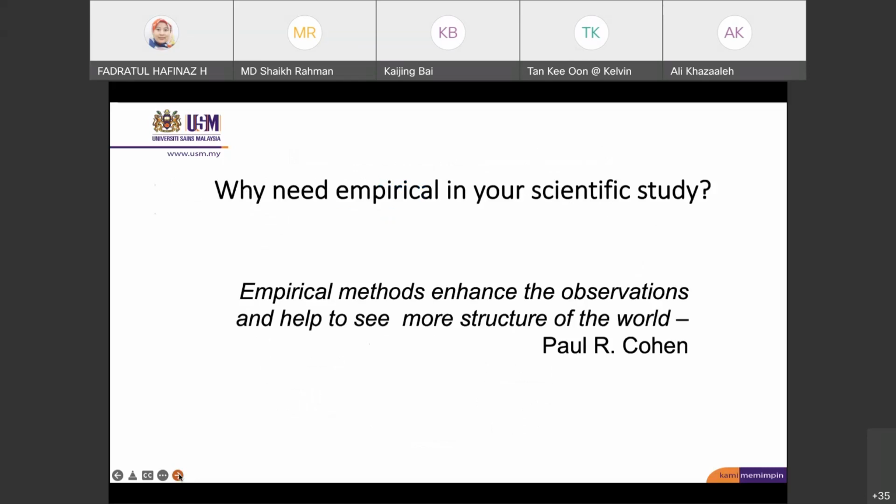So why do we need the empirical in our scientific study? According to Paul R. Cohen, this method will enhance the observation and will help you to see more structures of the world. Empirical research is used to validate the previous research findings and also the previously developed framework. So it assumes a critical role in enhancing the internal validity. The degree of control is very high, which enables the researcher to manage numerous variables, meaning that you can test so many parameters, right?